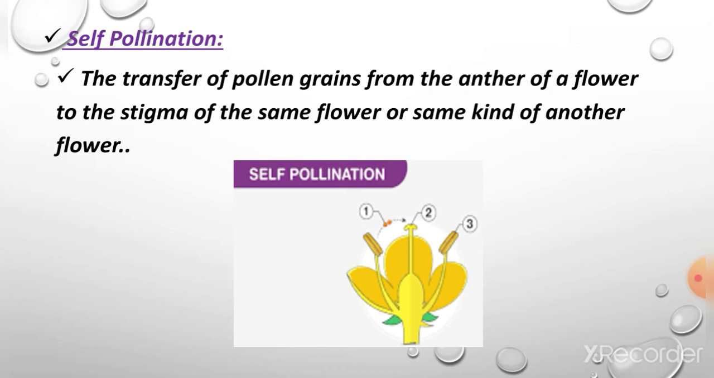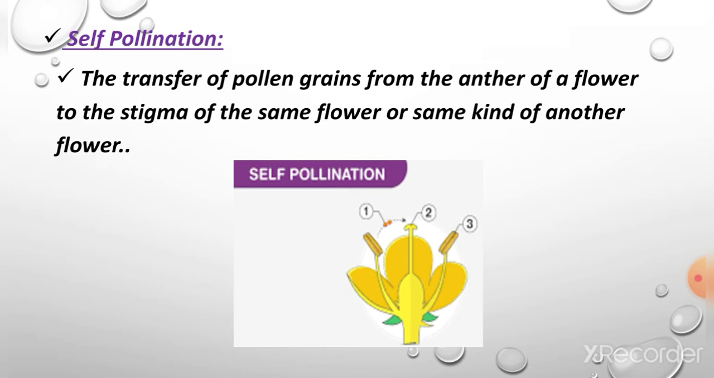If you have a jasmine plant, and within the jasmine plant the pollen grains reach the stigma, that is called self-pollination. Or the pollen grains of one jasmine plant reach the stigma of the same jasmine plant at a different place, that is also called self-pollination.